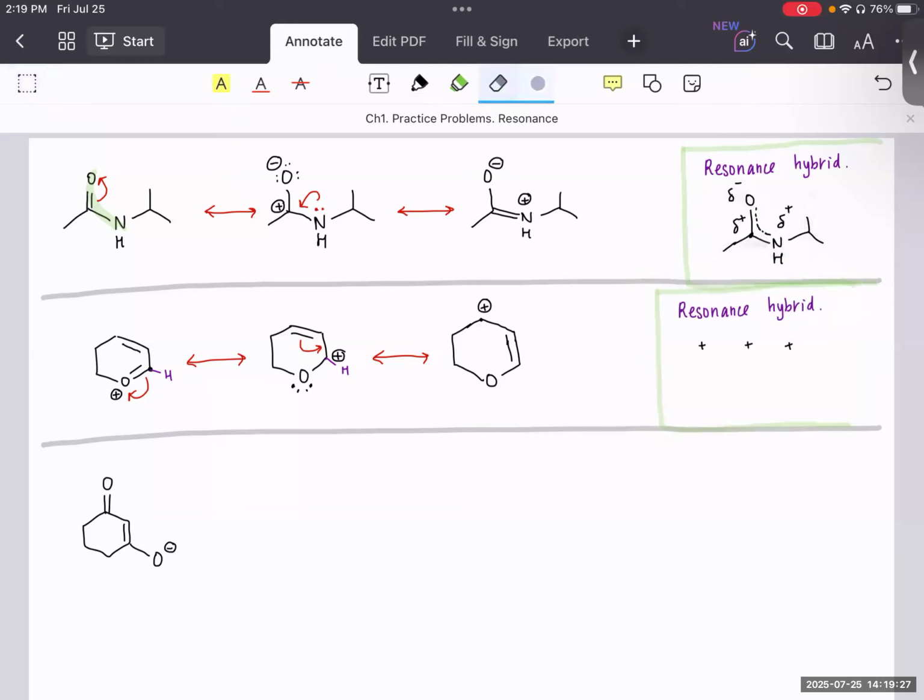All right, so let's draw out the resonance hybrid for this one. For this one, we're going to redraw the base structure. And then we're going to do dotted lines across all the regions where we moved electrons. And then from here, we're going to put a delta positive on all the atoms that had a positive charge within any of the structures.